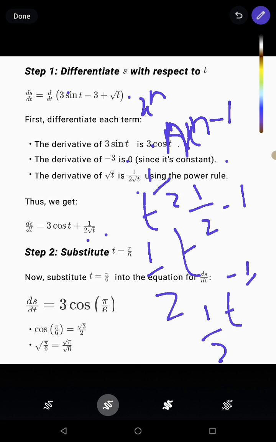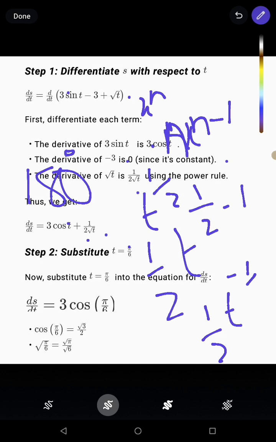So substituting t equals pi over 6 for t here, that will be 3 cos pi over 6. Pi over 6. What is pi? Pi angle wise is 180. Note that please. Angle wise, it is 180 degrees.